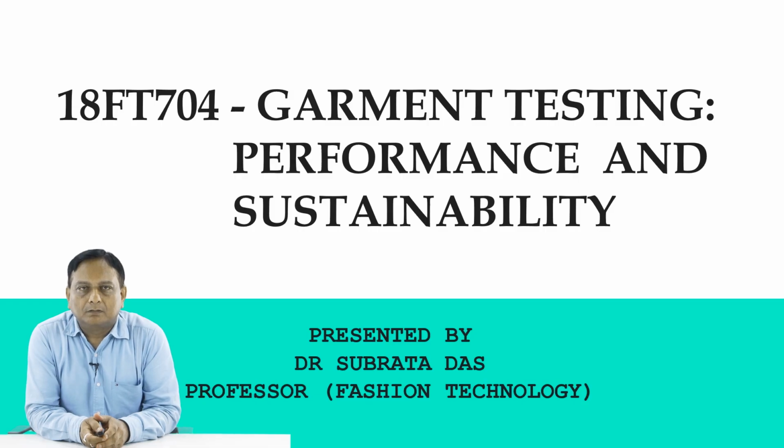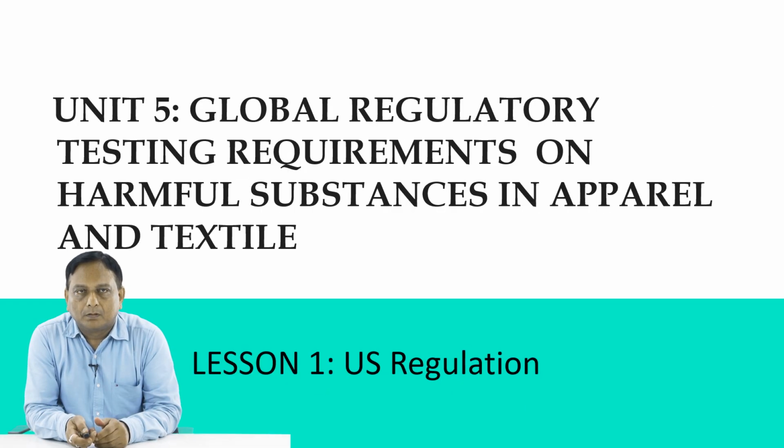Today we'll start with the subject 18FT 704 Garment Testing, Performance and Sustainability. We are at Unit 5 where we talk about the global regulatory testing requirements on harmful substances in apparel and textiles. Now when we are talking about the global regulatory testing and their requirements, there are different countries where the regulations are different. So in lesson 1 we will talk about the United States regulations.